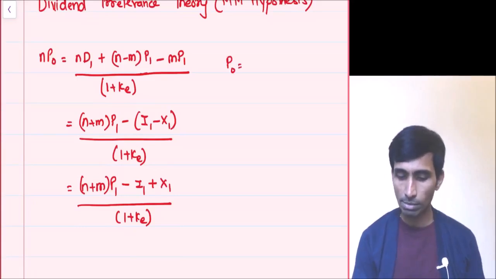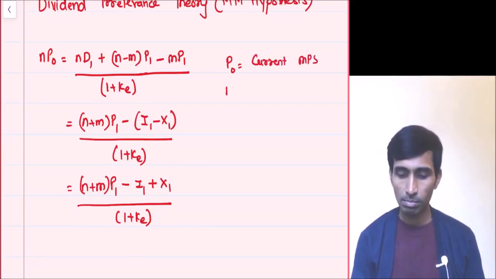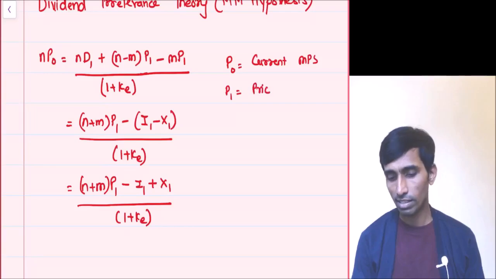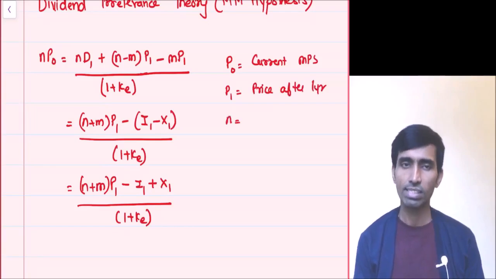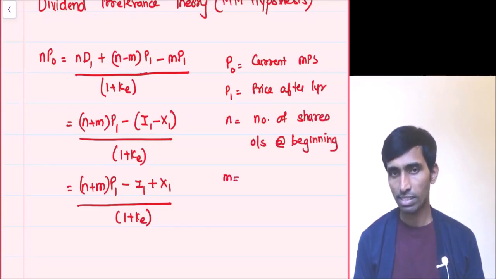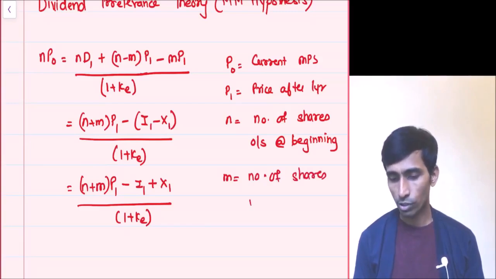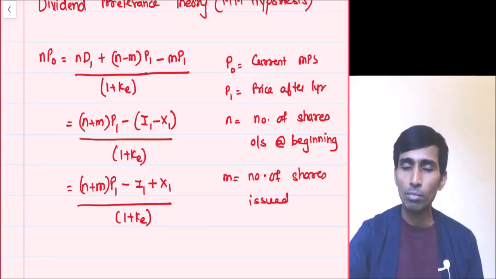P0 is the current market price. P1 is the price after 1 year, or issue price. N is the number of shares outstanding at the beginning. M is what? Number of shares issued.